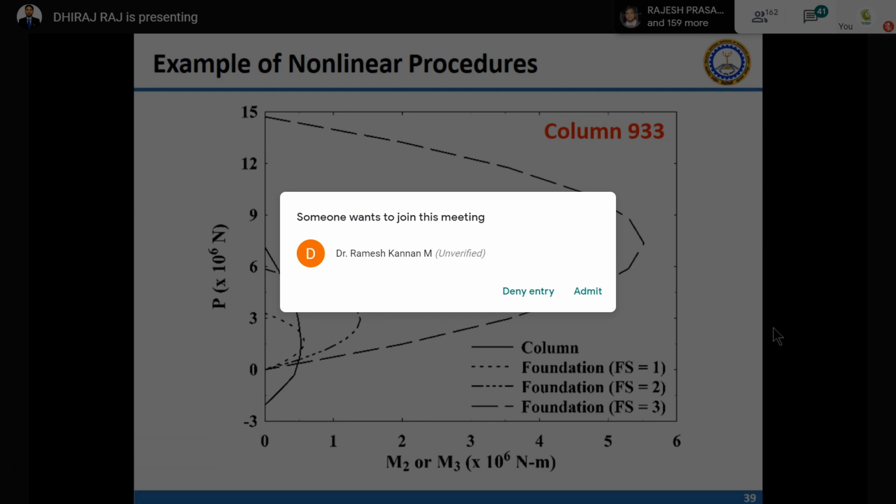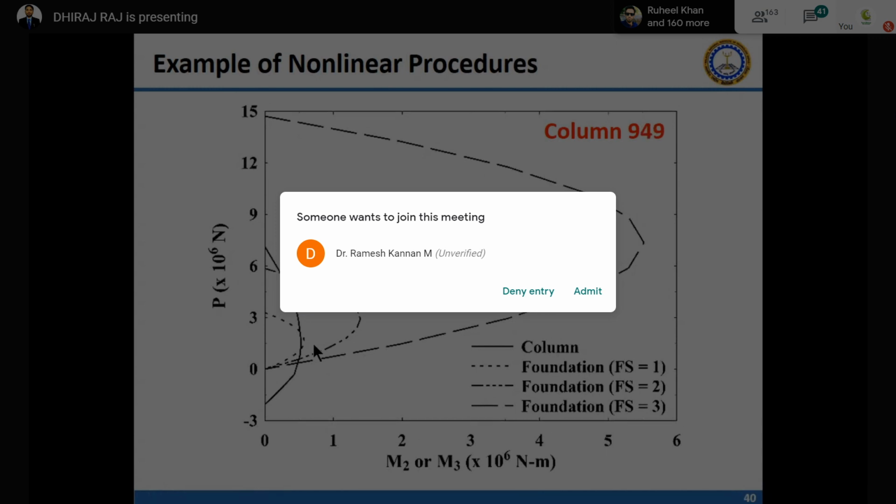I have conducted a parametric study where we have designed a foundation for factor of safety 1, 2, and 3. And you can see this solid line is actually for the column. So if you design your foundation for a factor of safety of 3, it is way stronger than your column. If you design your foundation with a factor of safety of 2, in compression it may fail slightly, but in any case, if the foundation goes into tension, then it will fail before the column fails.